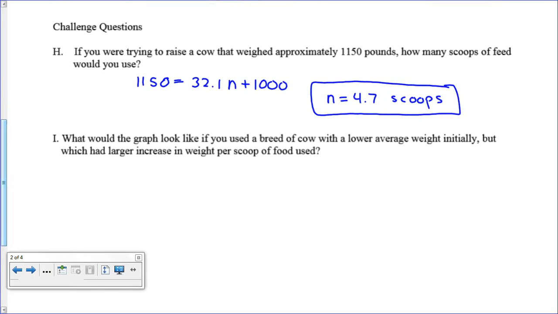What would your graph look like if you used a breed of cow with a lower average weight initially, but which had a larger increase in weight per scoop of food used? And so lower average weight initially tells you you'd have a lower vertical intercept, but larger increase of weight per scoop of food means that the slope would be higher.